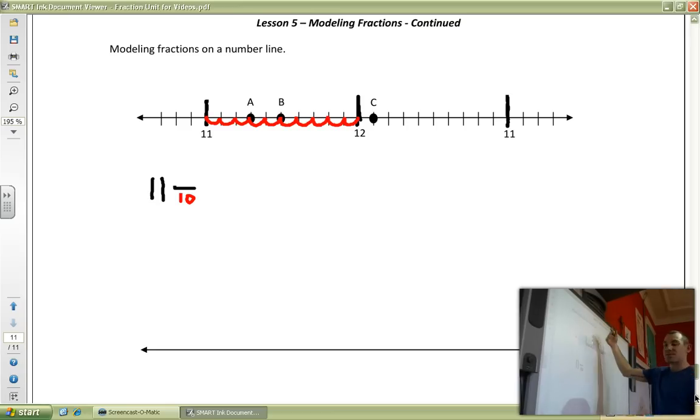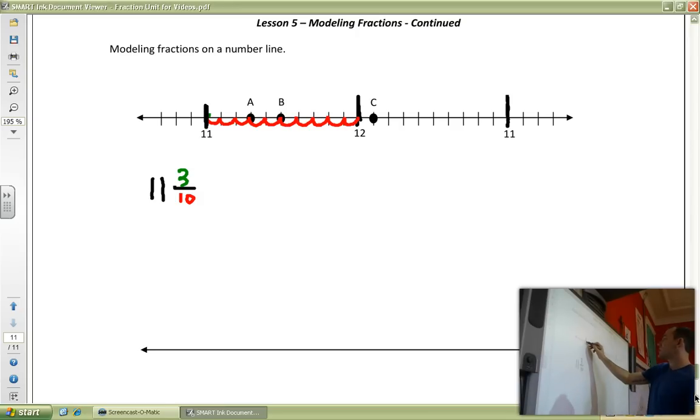Now I'm going to count the steps on the top for the numerator, because that goes on top. 1, 2, 3. I have 11 and 3/10. Now your teacher is going to be satisfied with that answer because it is already reduced. 3 and 10 have no common factors, so you can't reduce it. But now if we look at B, if they ask you for B, get this line back in there for you.